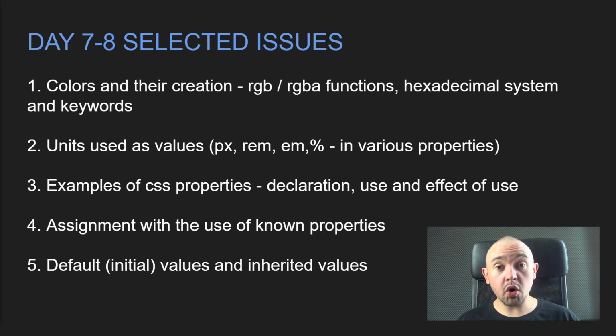What we have done in the course in the last 2 days. We focused quite a bit on the colors. We learned how to define colors in CSS in several different ways, using keywords, the RGB and RGBA functions, as well as using the hexadecimal system. We also learned about the units used for CSS values. We've got acquainted with some of the popular CSS properties. There was also an assignment for participants, during which it was possible to demonstrate the knowledge gained so far. We also learned what default values and inherited values are.